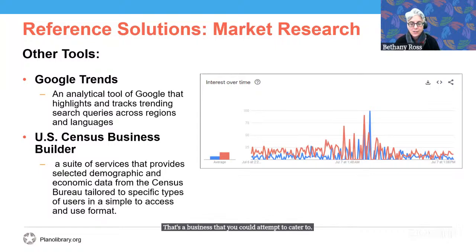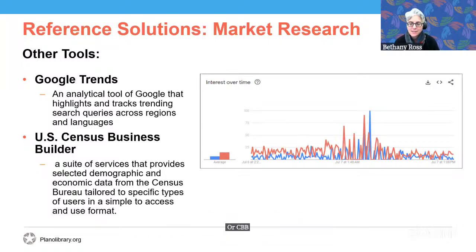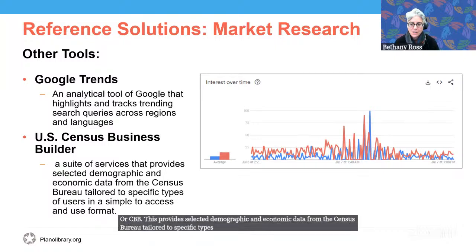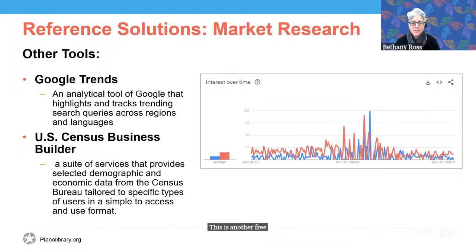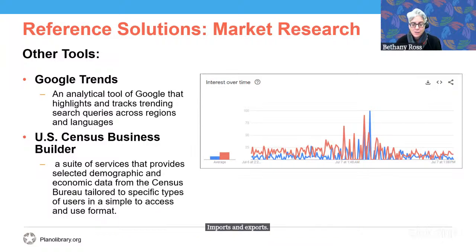Another option is the US Census Business Builder, or CBB. This provides selected demographic and economic data from the Census Bureau tailored to specific types of users. This is another free tool that assists businesses in understanding their market. It allows for the narrowing of search results for demographic, socioeconomic, and housing data, business data from county business patterns, non-employer statistics, economic census and survey of business owners, imports and exports, building permits, consumer spending data, workforce data, and employment and related data from the Bureau of Labor Statistics.